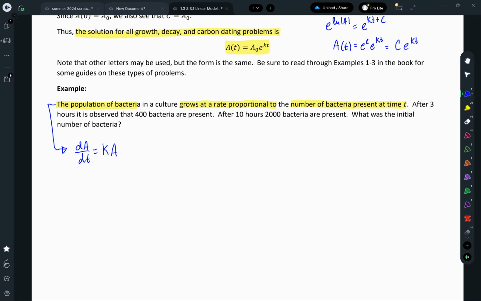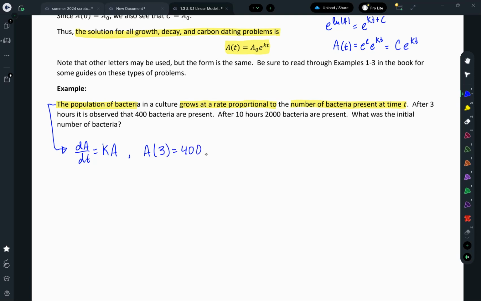The next sentence says, after 3 hours, it is observed that 400 bacteria are present. Okay, well, that's telling me that the A value, the population value at time 3, is equal to 400.